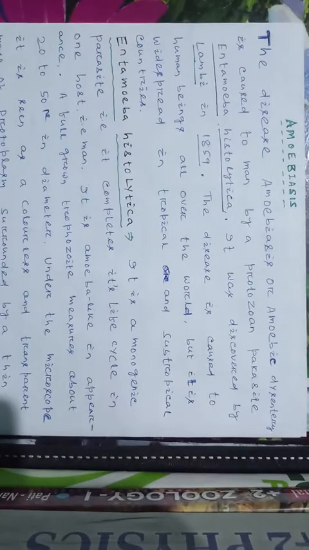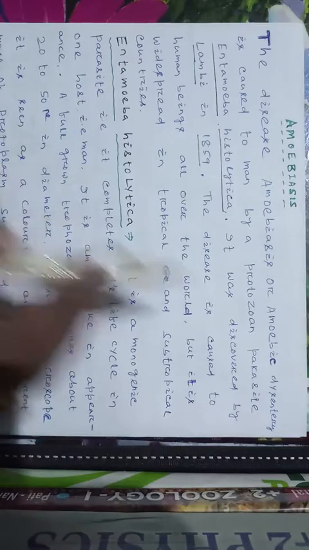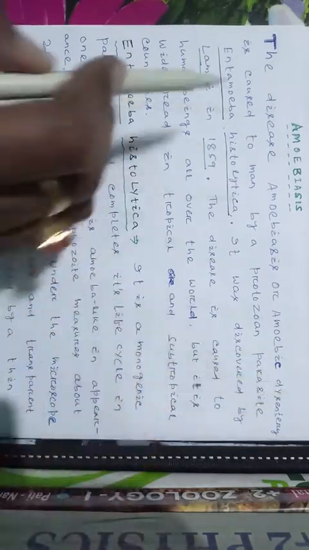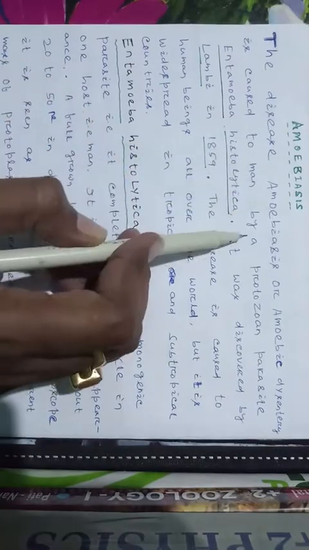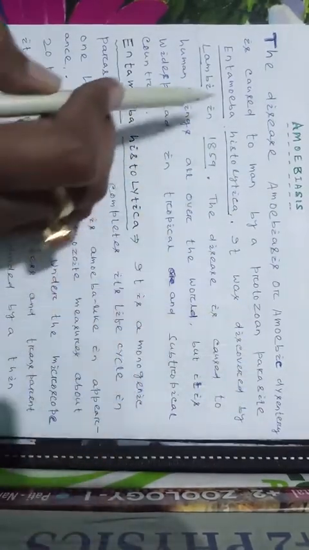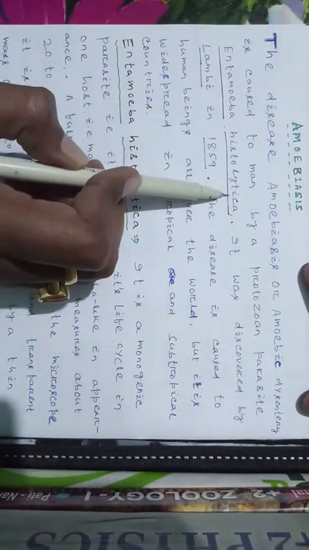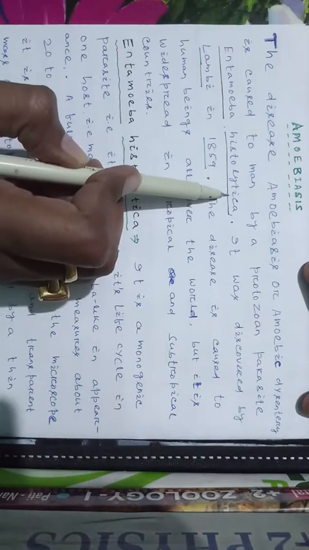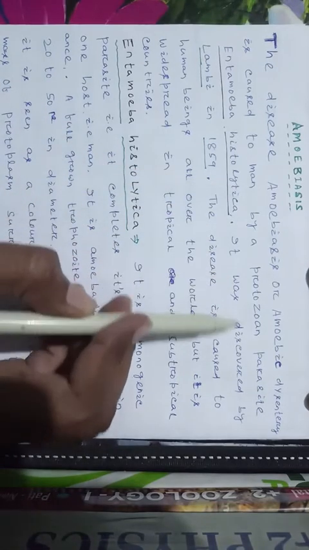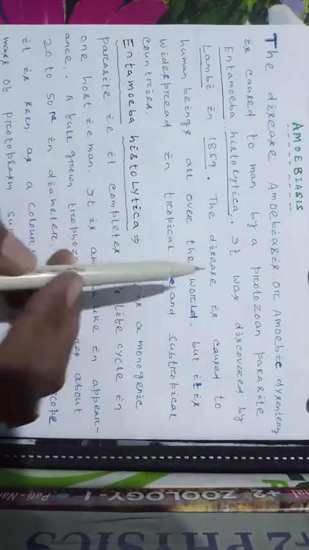Dear students, today we will discuss the disease amoebiasis. The disease amoebiasis, or amoebic dysentery, is caused in man by a protozoan parasite called Entamoeba histolytica. It is also called dysentery amoeba.